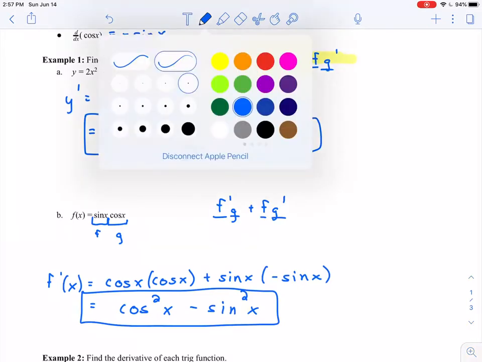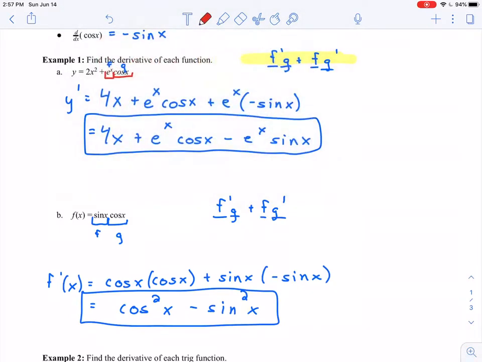The one formula I do think is worth knowing while we're on the topic is the Pythagorean identity: sine squared x plus cosine squared x is equal to 1. I always tell my students, if you're going to know one trig identity, this is the one to know.